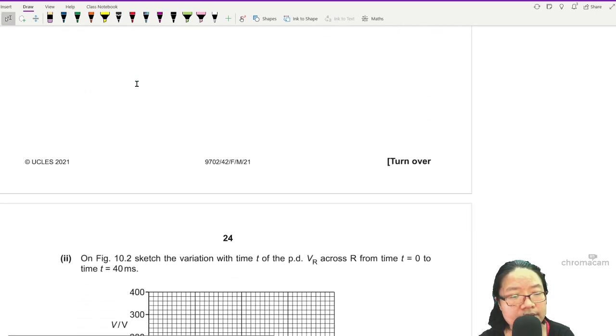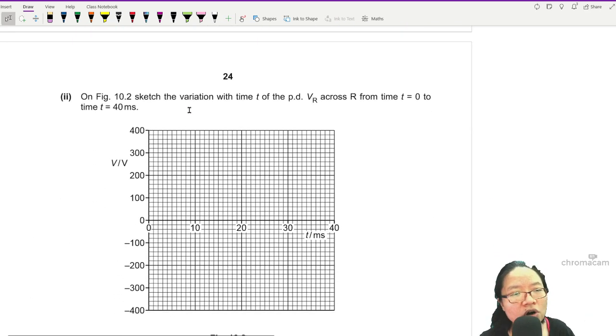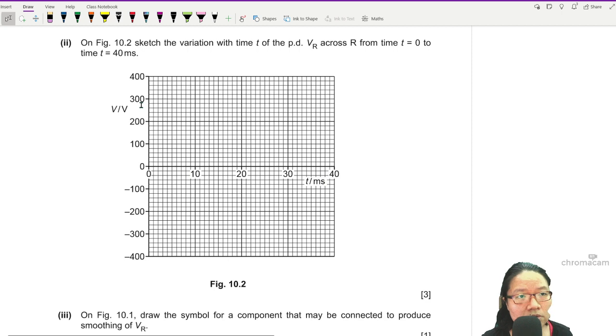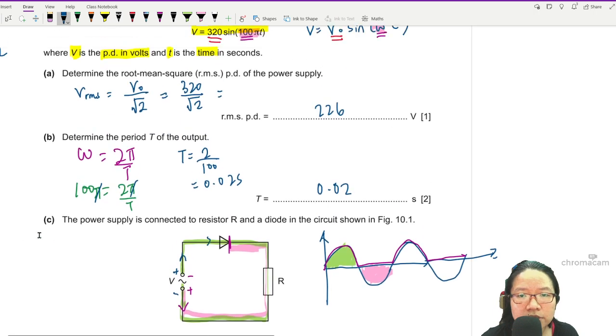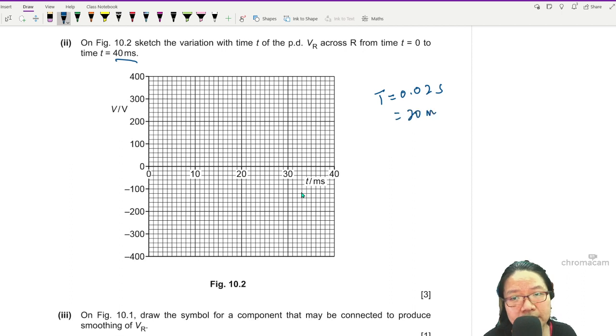Next. Oh wow, you asked me to sketch again. Sure. On figure 10.2, sketch the variation with time t of the potential difference Vr, from t equal to 0 to t equal to 4 milliseconds. Let's do this one first. We know the period was, what was the period again? 0.02 second, which is 20 millisecond.